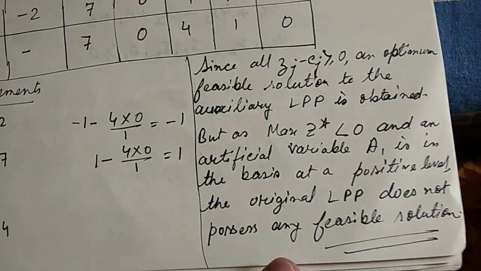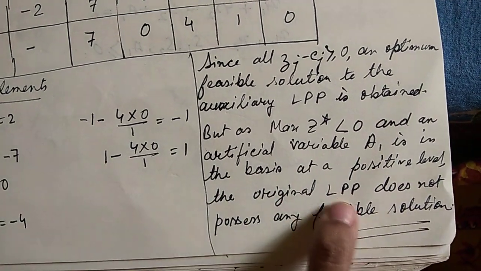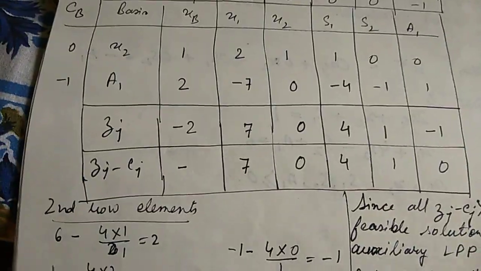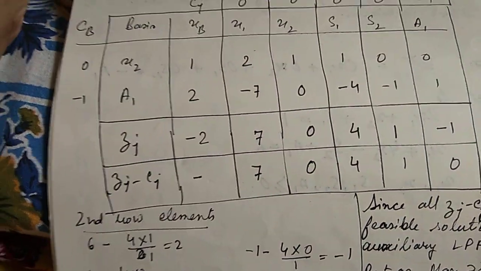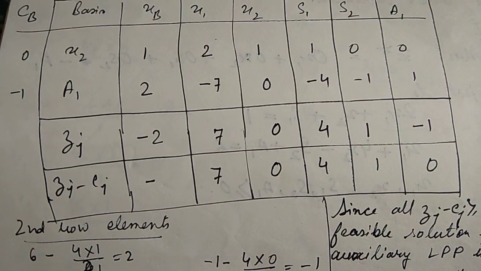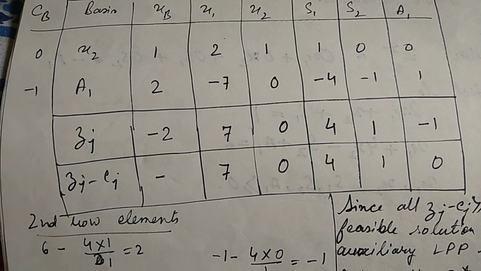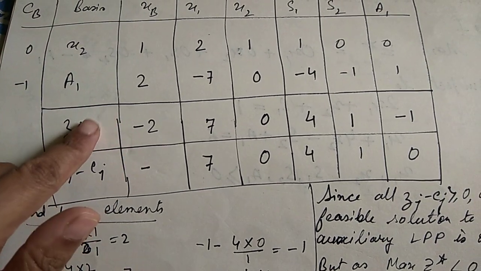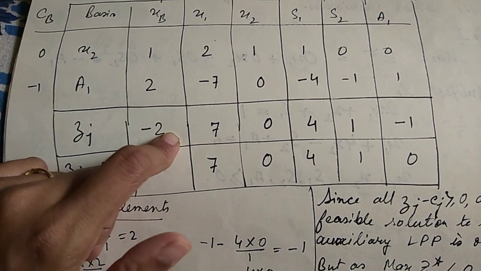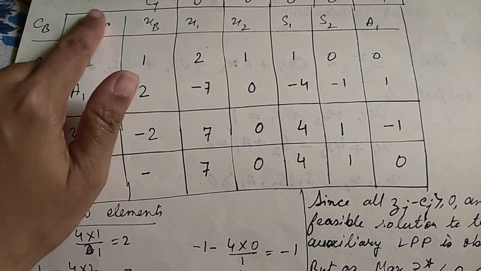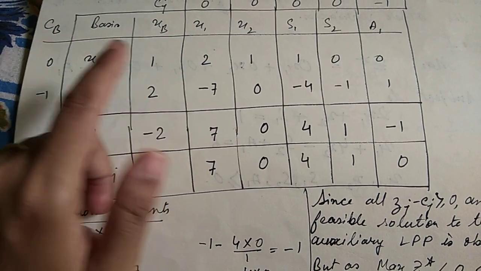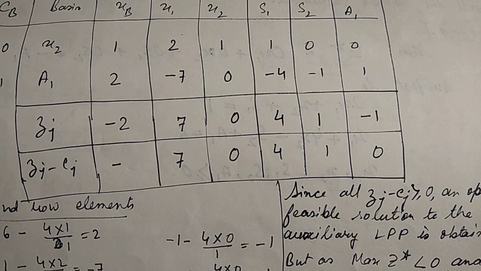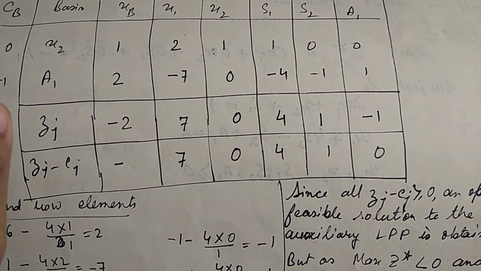How will we stop? We will write a line: the original LPP does not possess any feasible solution. So you need to stop at phase 1, where you obtain the optimum solution for the auxiliary LPP. You will have to stop there and check whether this condition 1 is met. Again I am repeating, condition 1 is that max z star's value is negative and one of the artificial variables is present in the basis at the positive level. If these two conditions hold, then you are satisfying point number 1, and you cannot move ahead.